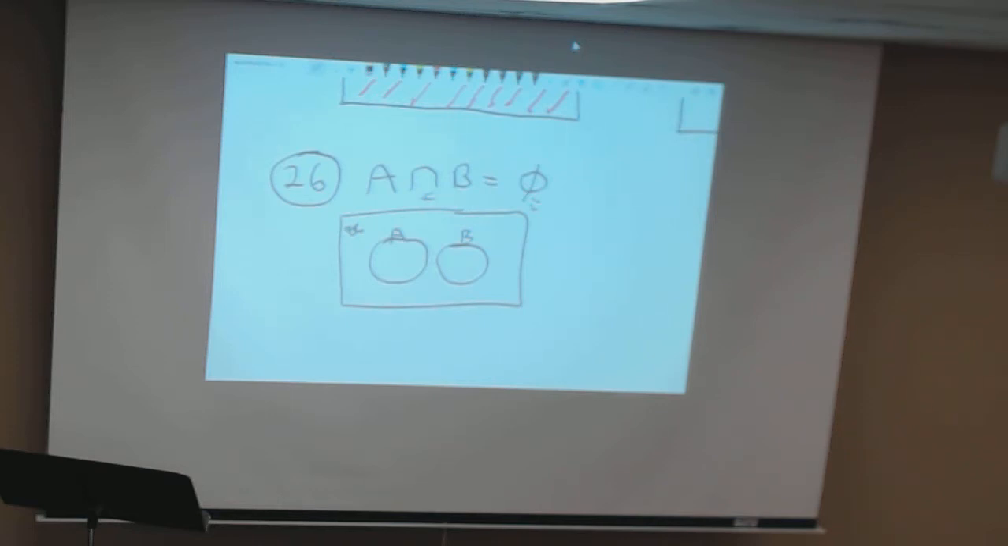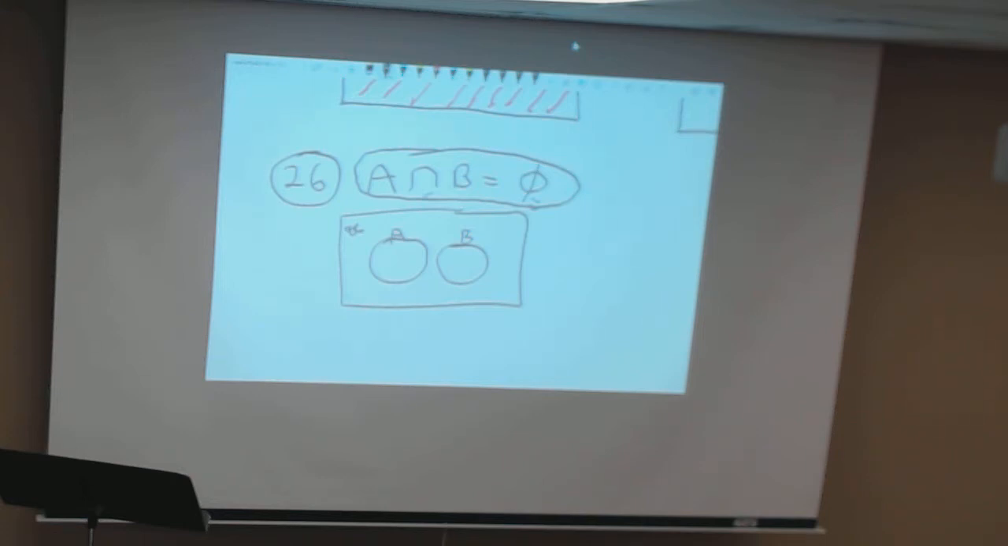In problems 26 to 29, draw a Venn diagram that satisfies each equation. So what I have here is an equation that says the intersection of A and B is the empty set. So if they don't intersect, then how would I draw them?